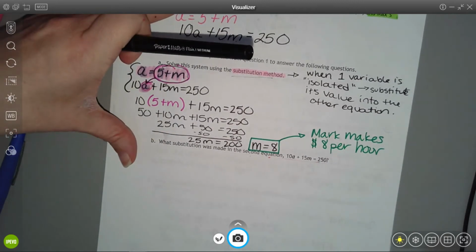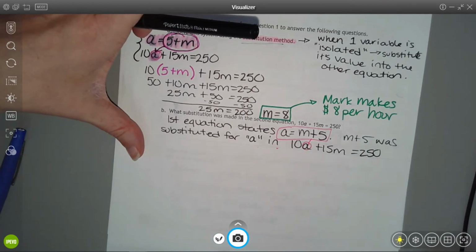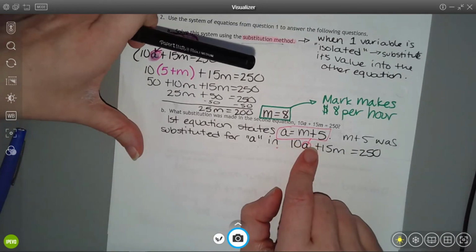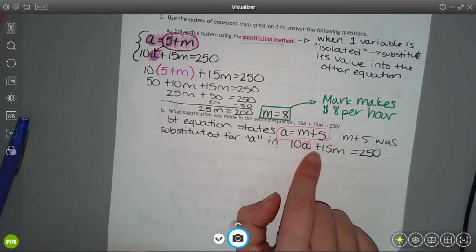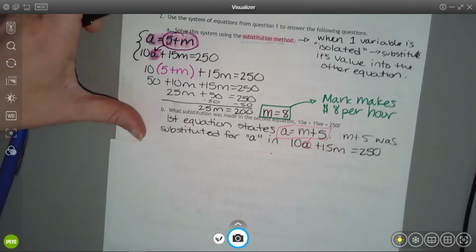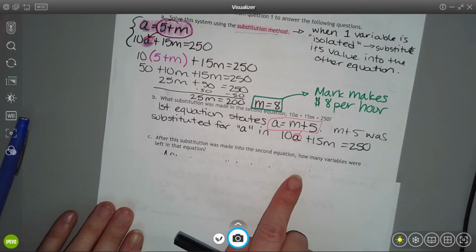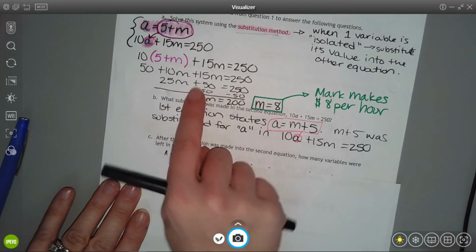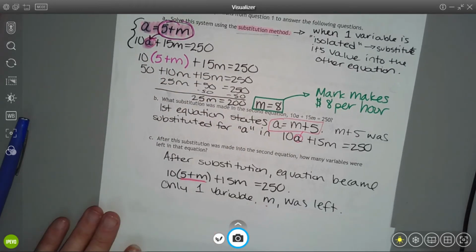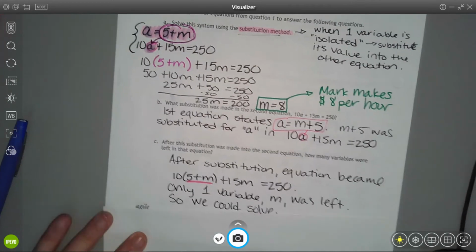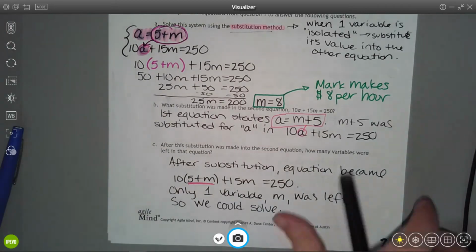They want to know what substitution was made here. What we did was we took the first equation, A equals M plus 5. M plus 5 was substituted into the A in the second equation. Question C, after this substitution was made, how many variables were left? Well, let's take a look. When I substituted in, only one variable was left. We eliminated the A and we're left with the M so that we could solve.